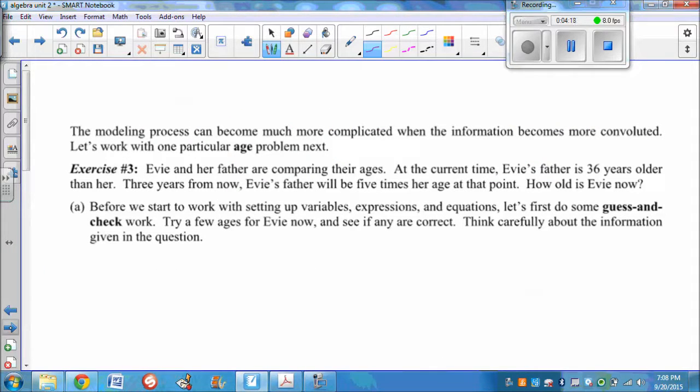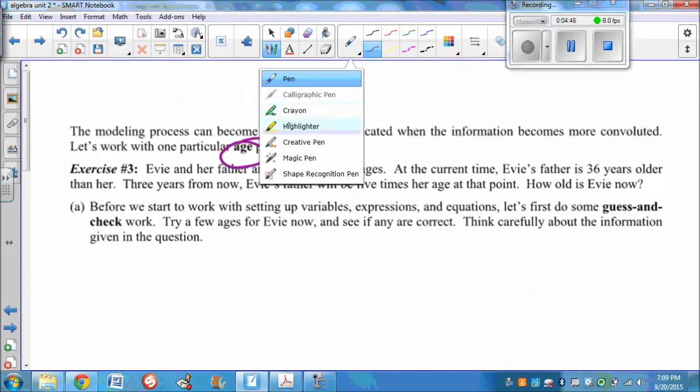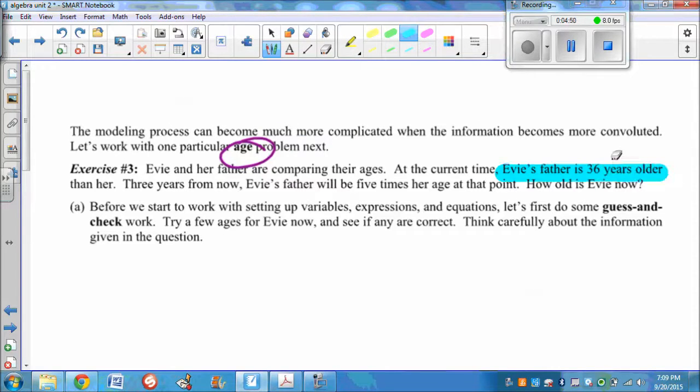The modeling process can become more complicated, obviously, when the information becomes more convoluted, more involved and wordy, and you've really got to be able to pick apart the English to get to the math. So let's talk about an age problem. Evie and her father are comparing ages. At the current time, Evie's father is 36 years older than her. 3 years from now, Evie's father will be 5 times her age at that point. How old is Evie now?